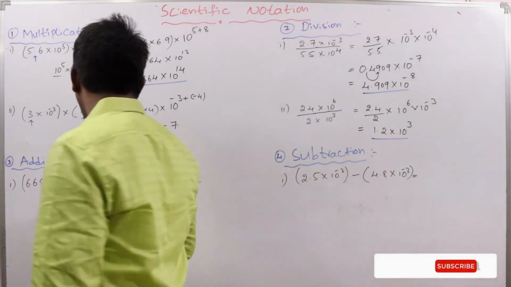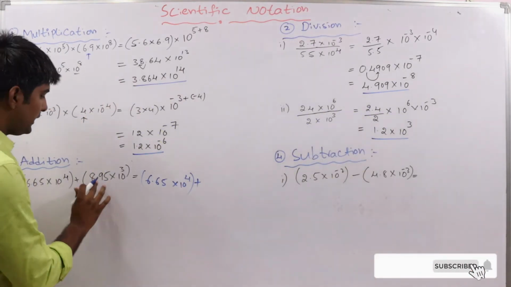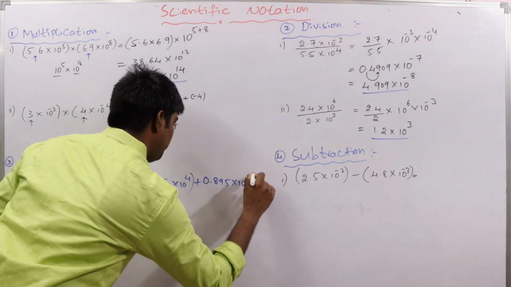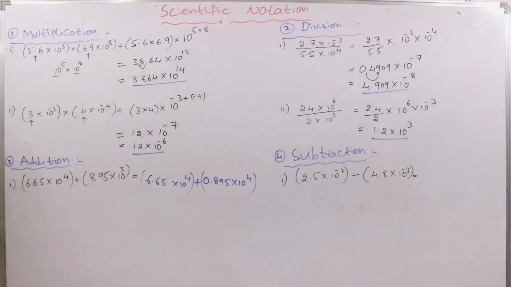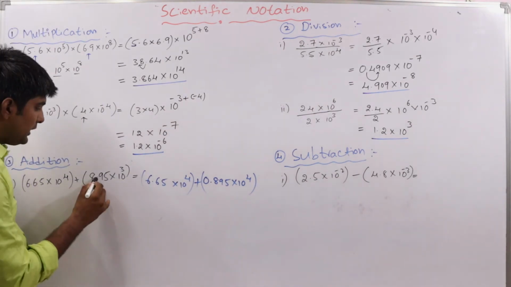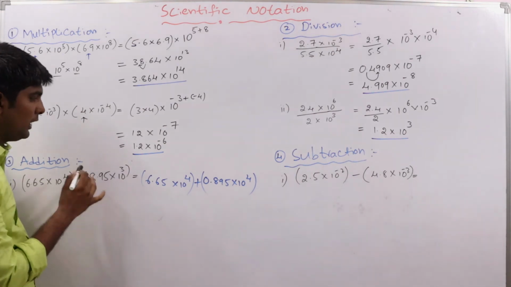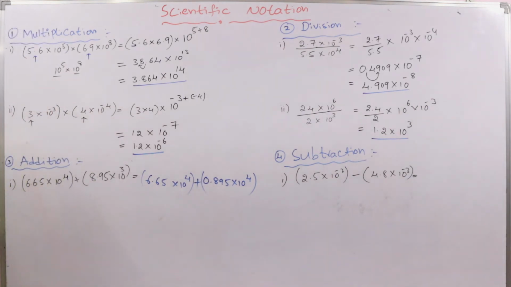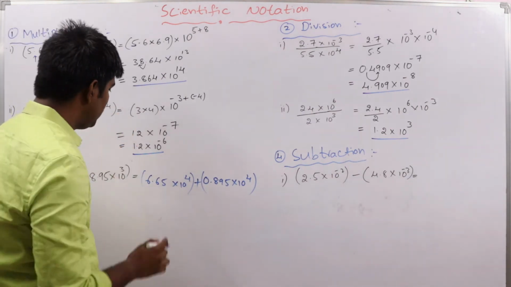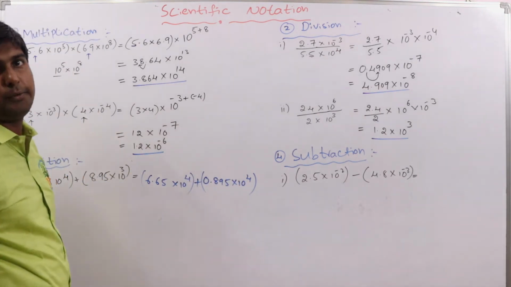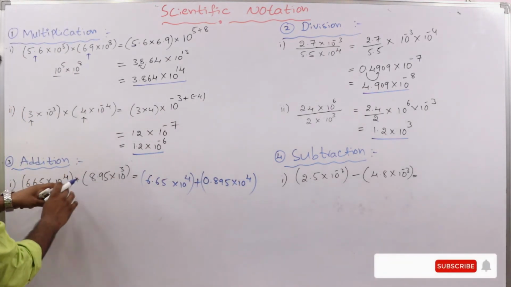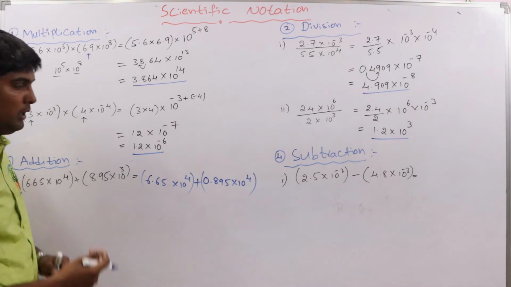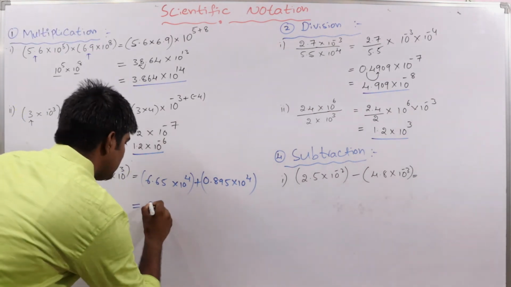So here what I am doing is that I am writing this one as 0.895 into 10 power 4. Okay, 0.895 into 10 power 4. See, the decimal is shifted one position to the left side, so that's why this exponent is increased by 1 unit. Clear? Understood here? What we have to do is make both exponents equal. So keep one as it is and change the other one, make it equal to the exponent in the other number. Right?